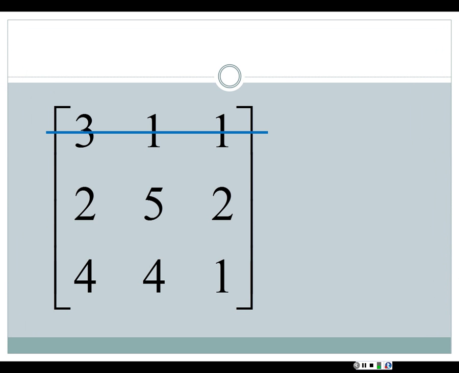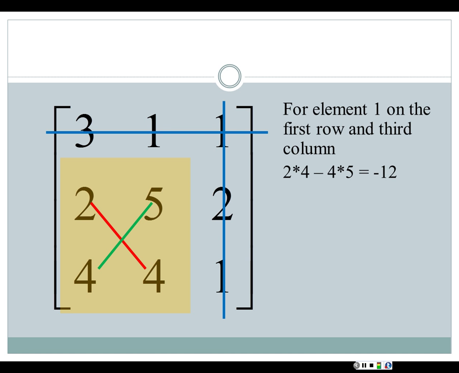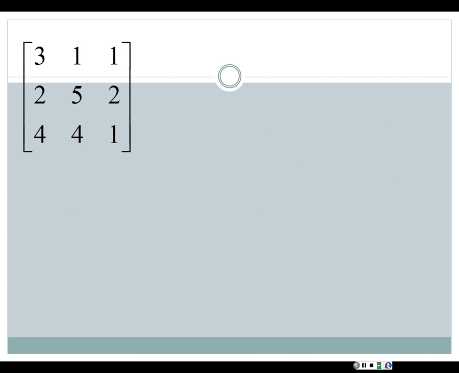Similarly, you do the same thing for the last number on the first row, that's 1. You cross out the first row and the third column, and you get another smaller matrix: 2, 5, 4, 4. Now you find the determinant of this smaller matrix: 2 times 4 minus 4 times 5, that's negative 12.